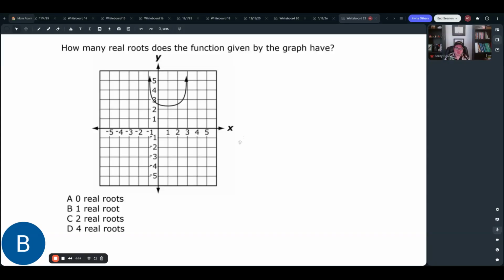Hi everyone, I'm Bailey from MyMathExperts, and I have a quick one for you today. This question is asking, how many real roots does the function given by this graph have?